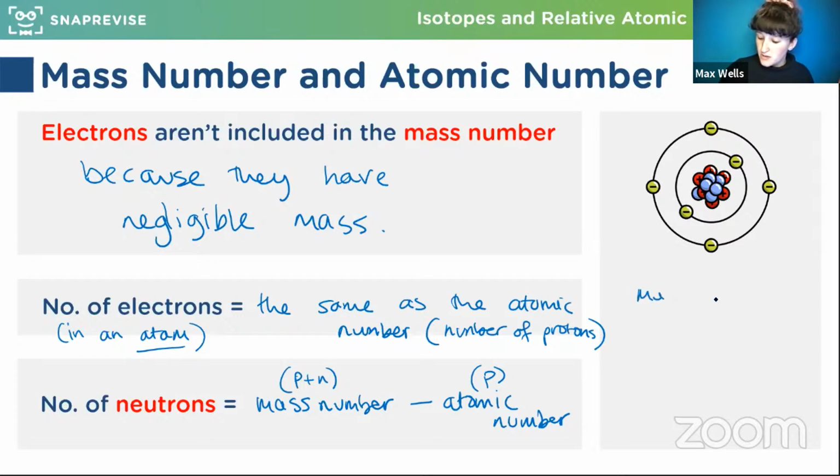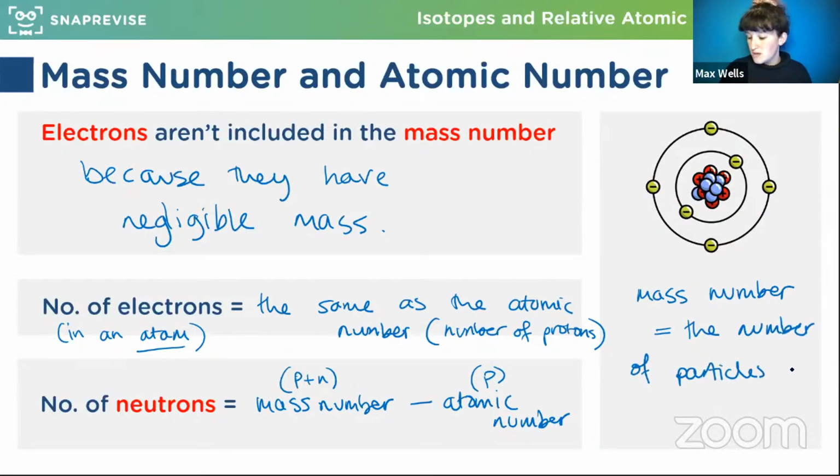And so just so that we are aware, electrons aren't included in the mass number, because our mass number is just looking at the number of subatomic particles in the nucleus. So it's only really particles in the nucleus that have any mass. The mass number is only really considering things in the nucleus.